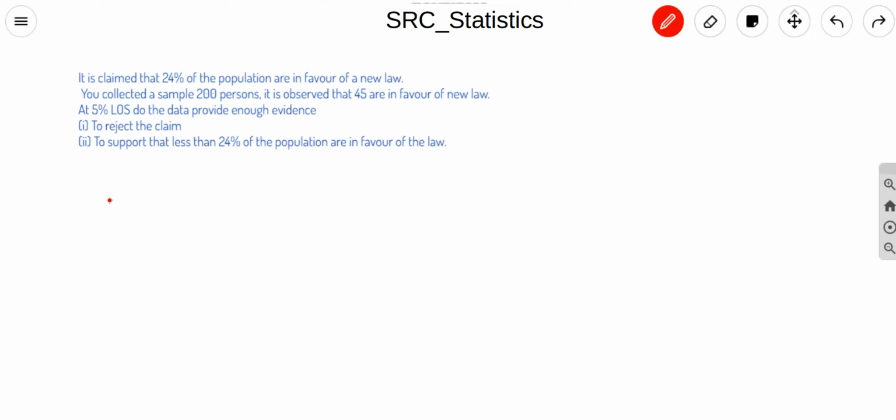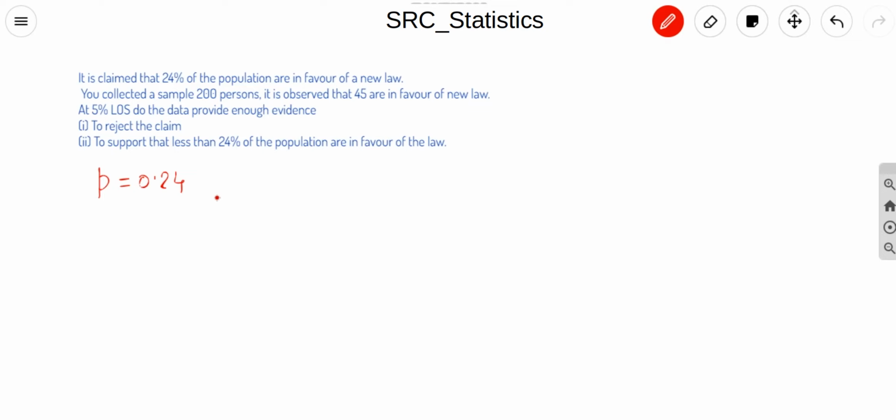Okay, so we have to do hypothesis testing at 5% level of significance. So first part of the question is, is there enough evidence to reject the claim? That is, the claim is that P equal to 0.24. Is there enough evidence to reject the claim? And part 2 is, is there enough evidence to support that less than 24% of the population are in favor of the law? Okay, so we shall do the first part first and we shall do Z-test for proportion.